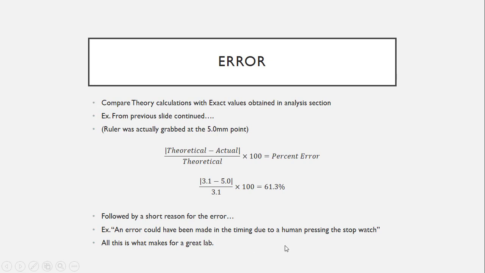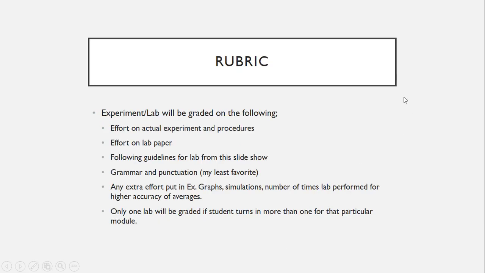Okay? All those things. So the rubric, what should be graded against? The experiment and lab will be graded on the following. Effort on the actual experiment and procedures. Okay? How I perceive what you did in terms of your procedures and your lab. Effort on the lab paper. Okay? I can tell how much time you put into the lab paper, how much you're typing on your procedures and your analysis particularly. Following the guidelines for the lab from this slideshow.